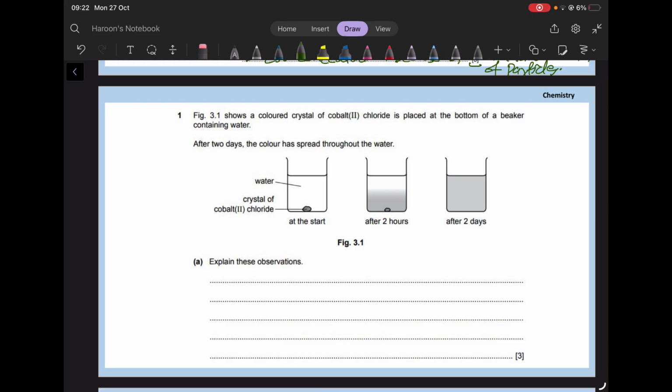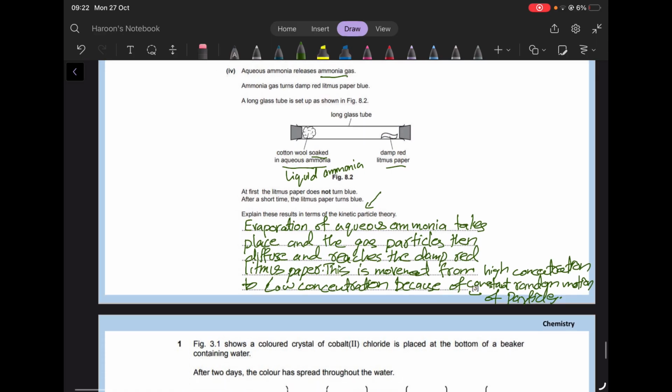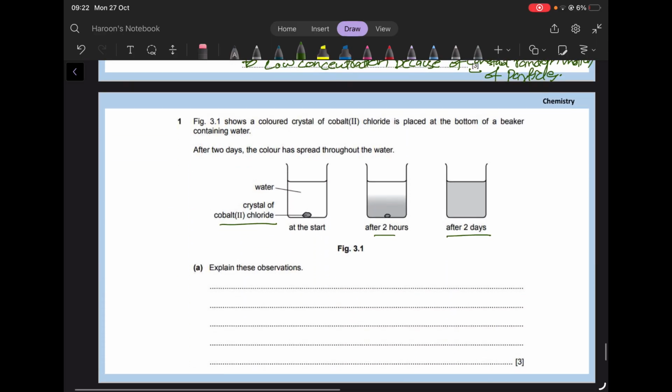Now, once again, we have been given a crystal of cobalt chloride, and at the start, after 2 hours, it is not evenly spread out. When you give it enough time, 2 days, it evenly spreads out. So in this case, this is solid converting into a liquid state. Before we had liquid converting into a gaseous state. That is why we said evaporation.